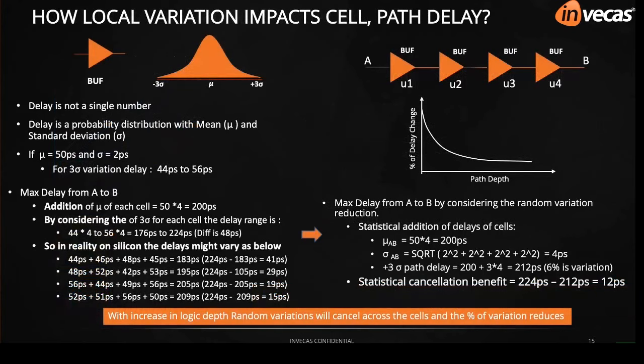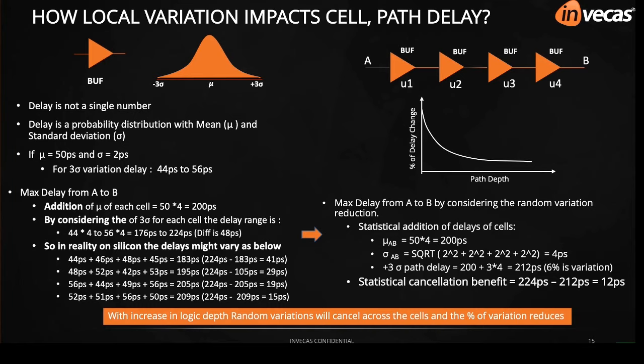We have spoken about the local variations and understood that local variations will have impact on the delay of the cells, which needs to be accounted for when we are doing the timing closure. Take an example of a buffer which is connected back to back 4 times. So the depth of the path from A to B is 4. If the mean delay of the cell is assumed as 50 ps, then the overall delay from A to B is 200 ps without consideration of any of the local variations.